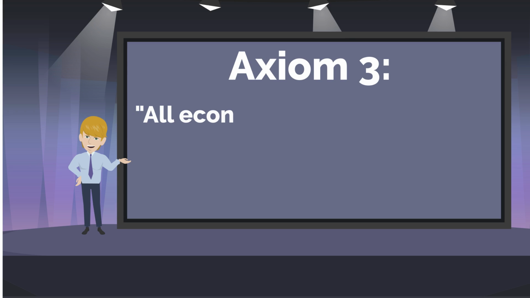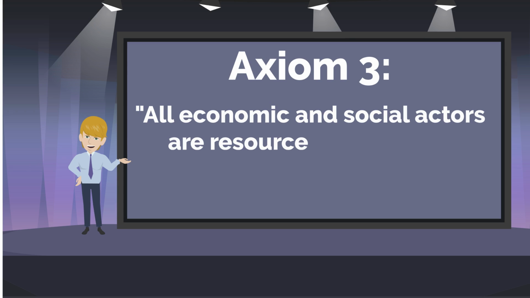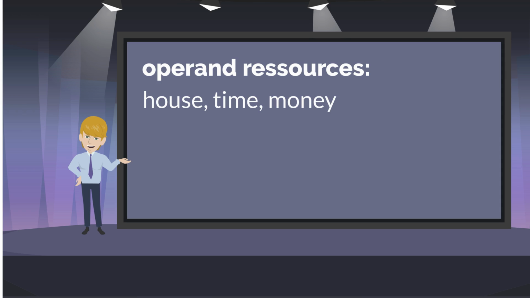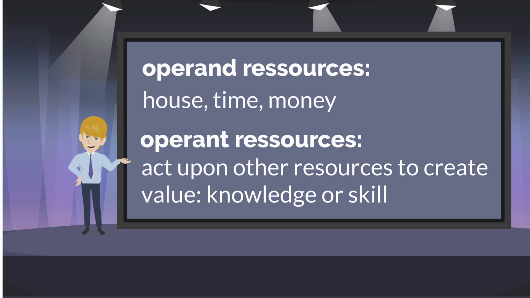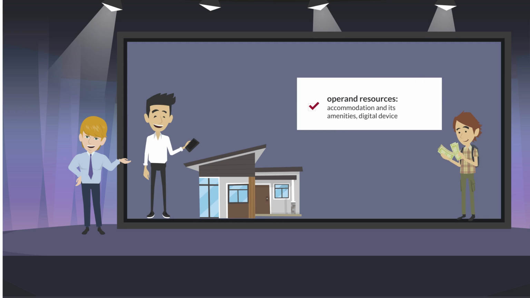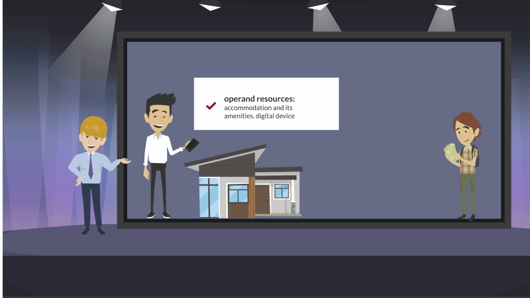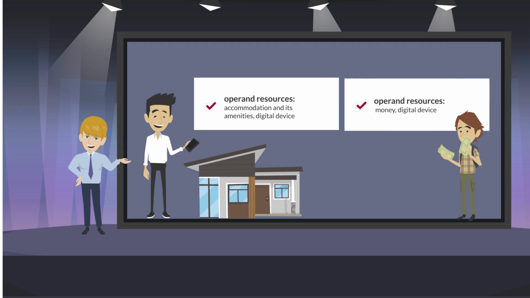Axiom 3. All economic and social actors are resource integrators. Let us first differentiate 2 types of resources. Operand resources are things like the actual house, time, and money. Operant resources, on the other hand, act upon other resources to create value, like specific skills or knowledge. Participants, including hosts and guests, integrate operand resources such as accommodation and its amenities for hosts, while guests bring in operand resources like financial means and a digital device to use the Airbnb platform.